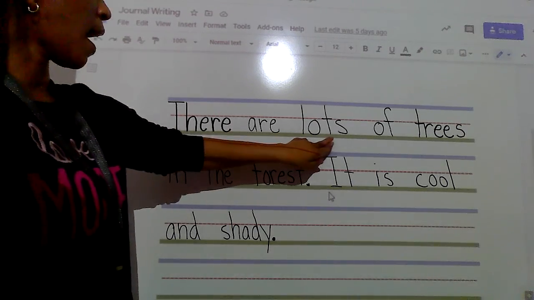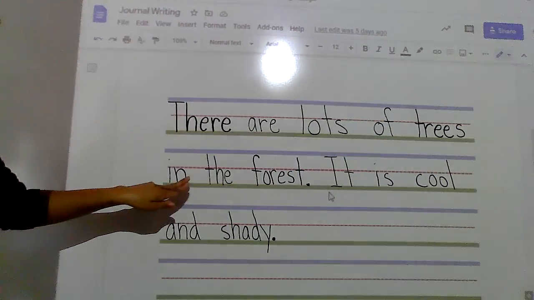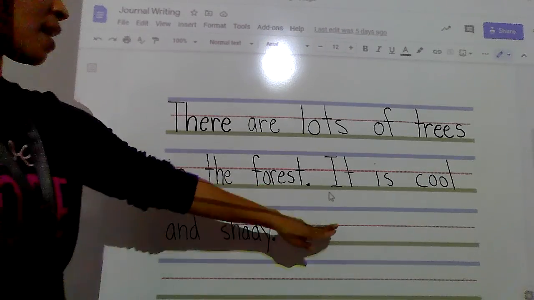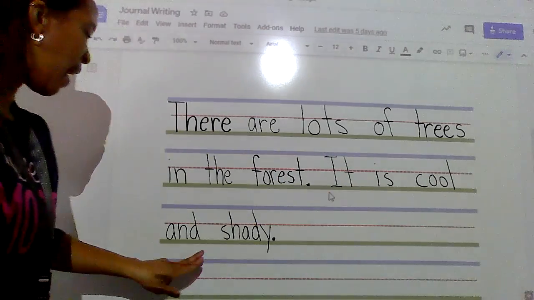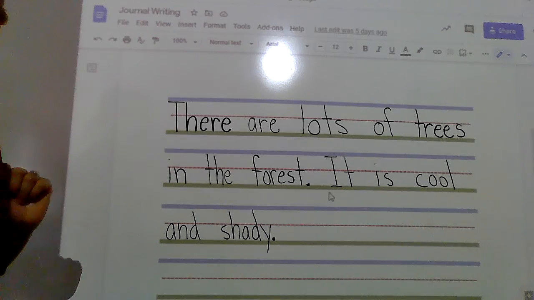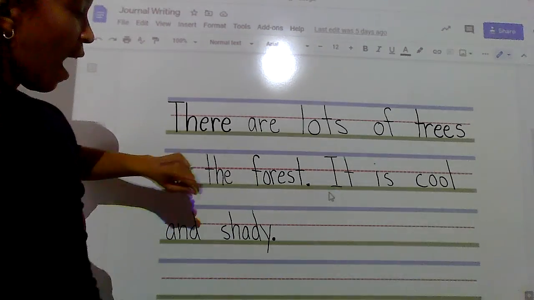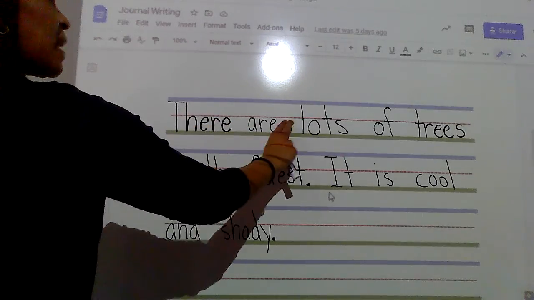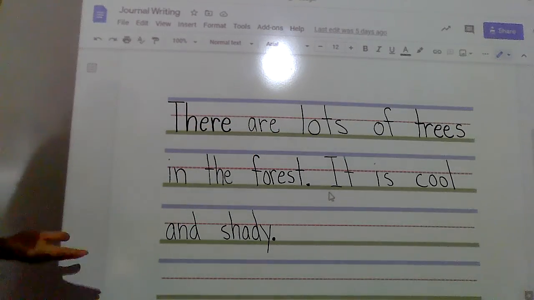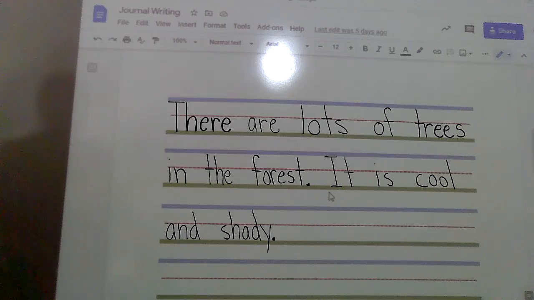There are lots of trees in the forest. It is cool and shady. Awesome. So my two sentences start with an uppercase letter. I have my two ending marks. I have my spaces, and we read it, and we decided that it makes sense. So we're good to go.